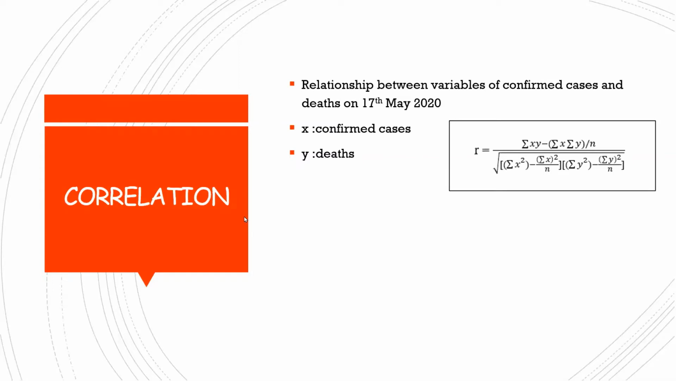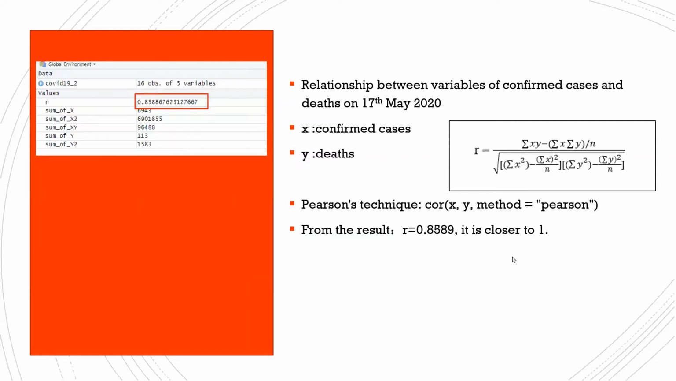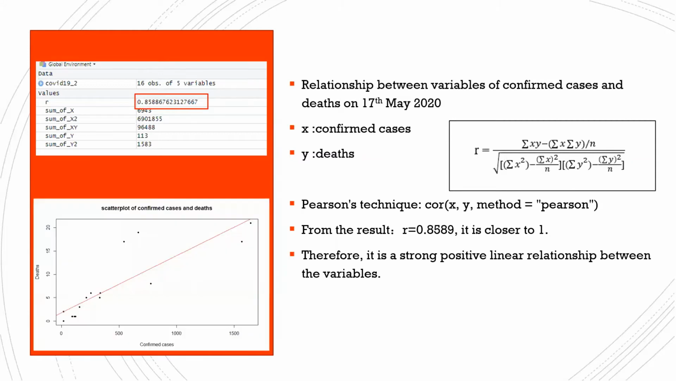So I have calculated these variables using RStudio. We can obtain the answer using this formula, but it's too complicated and wastes time. Therefore, we use the Pearson technique to analyze the correlation. So we can also obtain the same result as the formula. So from the result, we can know that there is a strong relationship between the variables, and a scatter plot is also generated, which shows that there is a strong positive linear relationship between the variables.